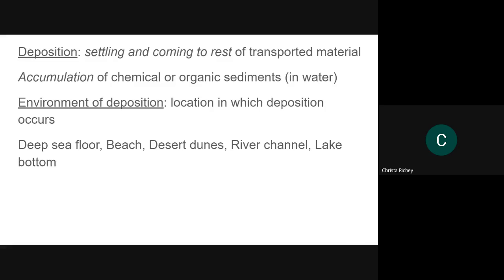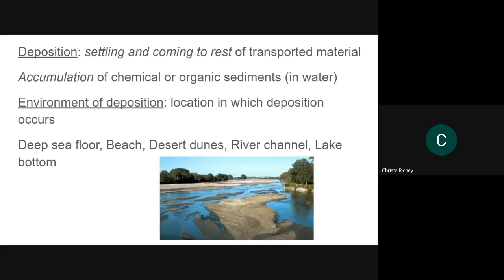I'm sorry, it will heat back up. So this looks more like a delta to me, but this is a river. This is not a lake.